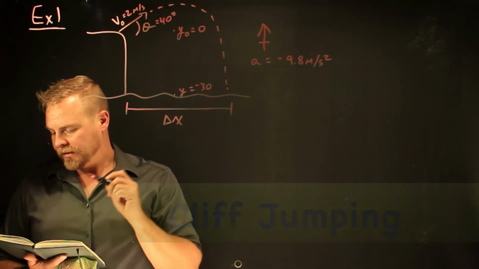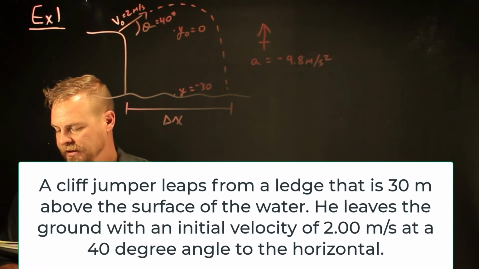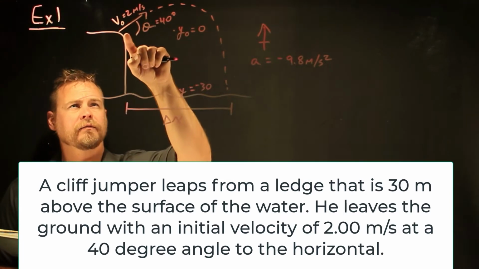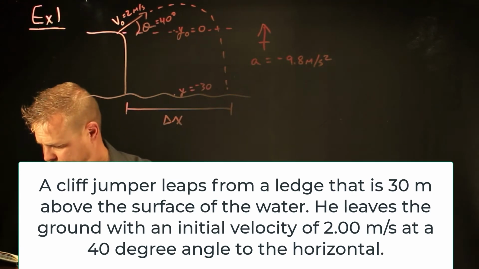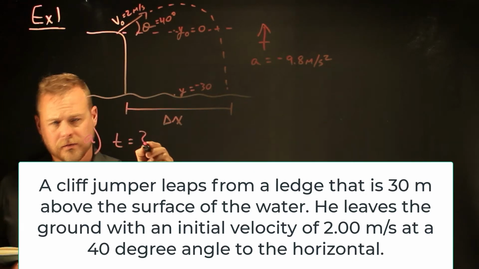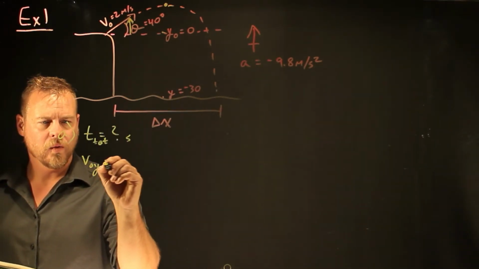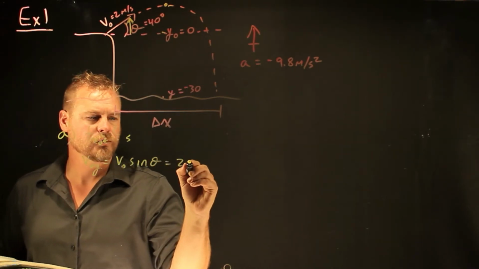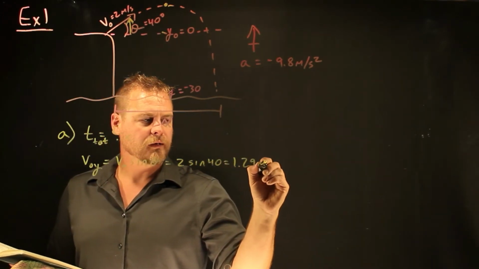A diver leaps from a cliff 30 meters above the surface of the water. He leaves with 2 meters per second velocity and a 40-degree angle above the horizontal. Question A, what is the time to the water? Okay, so v naught y is equal to v naught sine theta, in this case 2 sine 40 degrees, which is going to be equal to 1.29 meters per second.